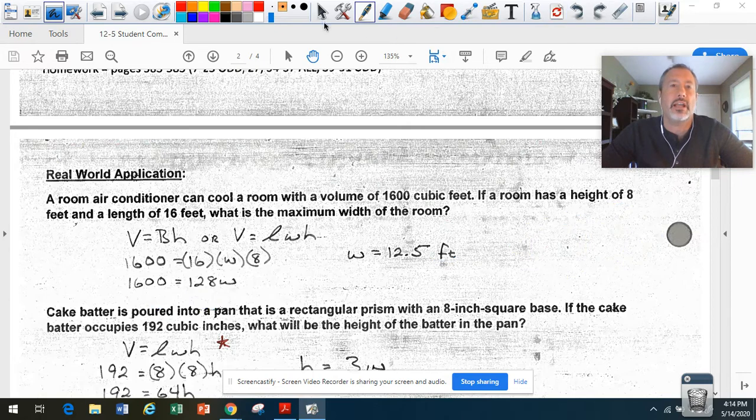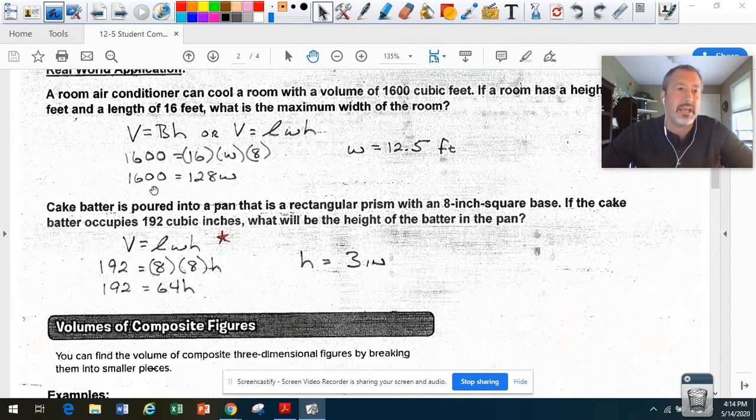Okay, let's move on to the next one now. It says, cake batter is poured into a pan that is a rectangular prism. Volume equals length times width times height, with an 8-inch square base. So you already know what the base is. If the cake batter occupies 192 cubic inches, what is the height of the batter in the pan?